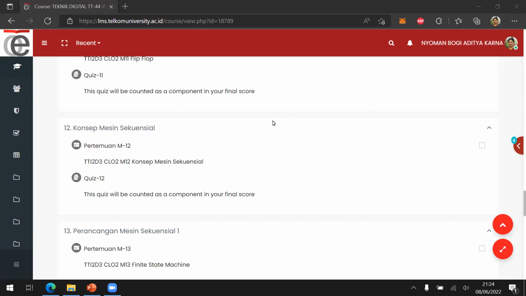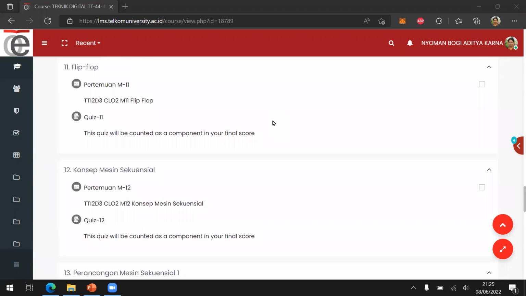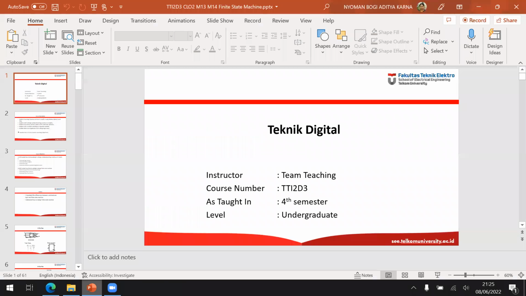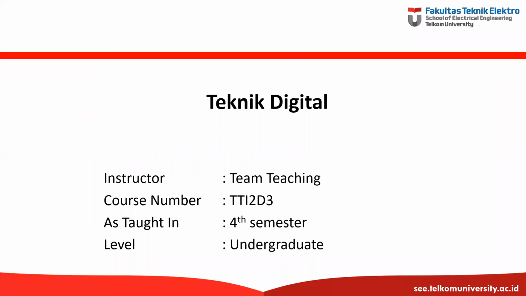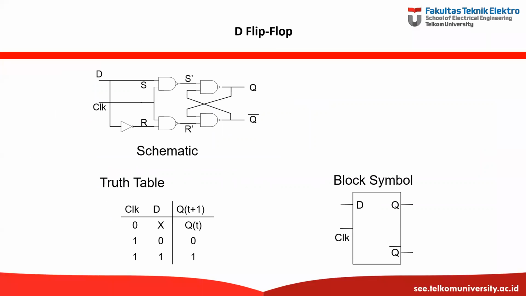In our previous recording, we discussed flip-flop, because flip-flop is the main foundation, or the basic memory, of the sequential machine. So that's why today in this recording we're going to discuss the sequential machine. Okay, let's just move on to the flip-flop.